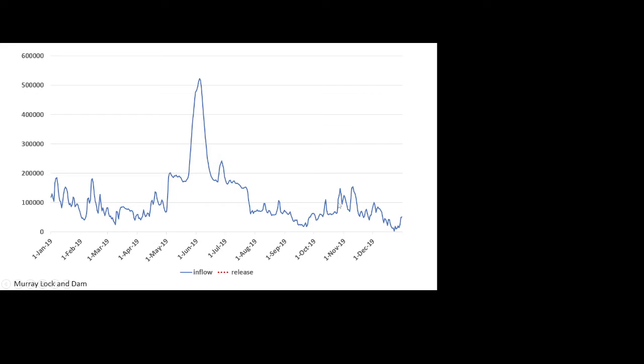As the name would imply, if it's a flow through reservoir, you would think that any inflow that comes in is being passed through. The red dots are the release, and you can see that it corresponds really well to the inflow. It might not be exact, but basically, any inflow that's coming into Murray is being passed through the dam.